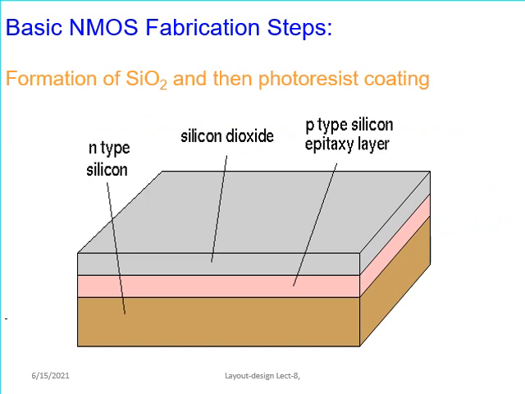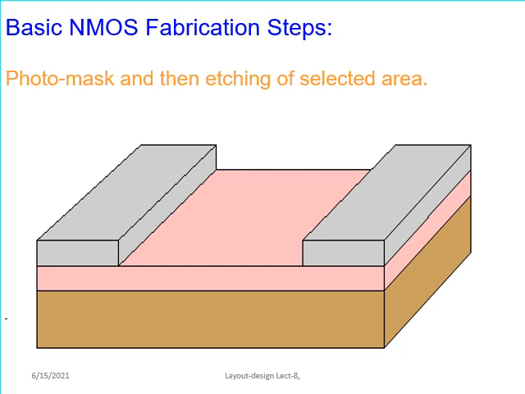Then the basic NMOS fabrication steps: formation of silicon dioxide and then photoresist coating. Here we have three types of layers. This is the N-type silicon and the basic silicon dioxide layer, that is, the SiO2 layer. Then here we have the P-type silicon epitaxy layer. Then photomask and then etching of the selected area.